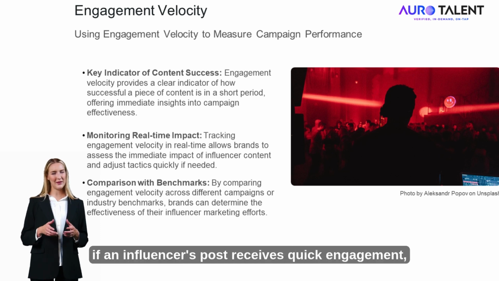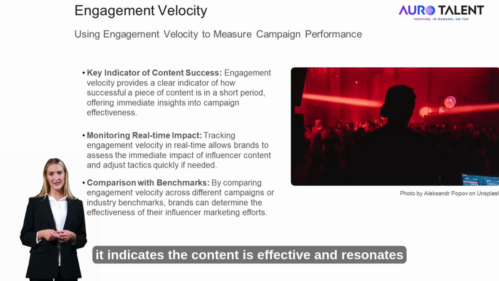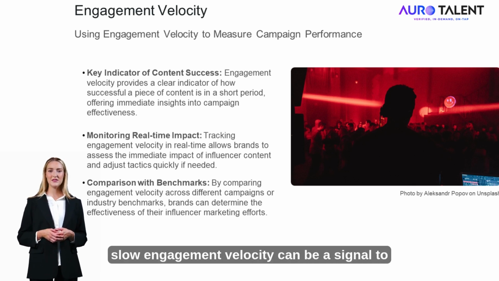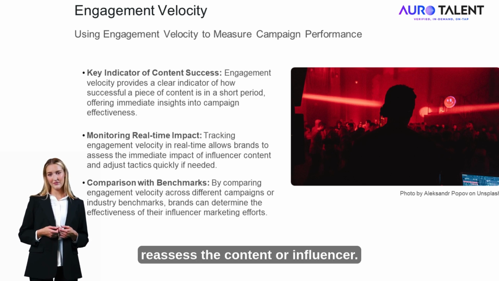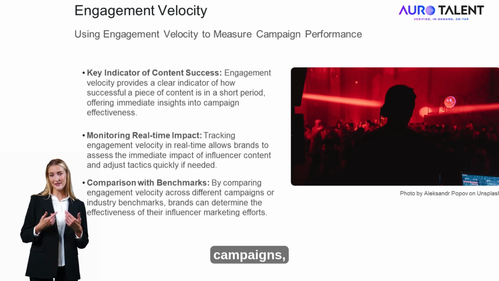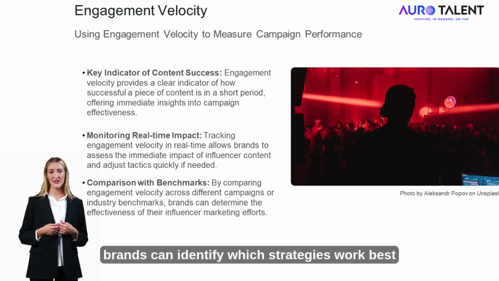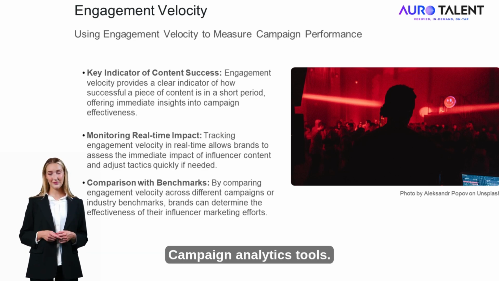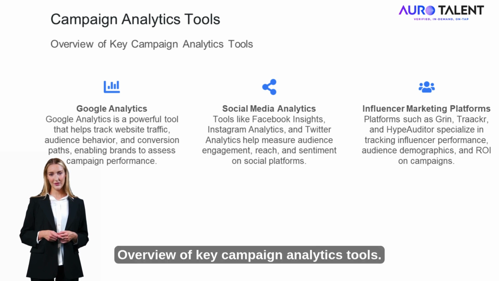For example, if an influencer's post receives quick engagement, it indicates the content is effective and resonates with the audience. On the other hand, slow engagement velocity can be a signal to reassess the content or influencer. By comparing engagement velocity across different campaigns, brands can identify which strategies work best and refine their approach for future campaigns.